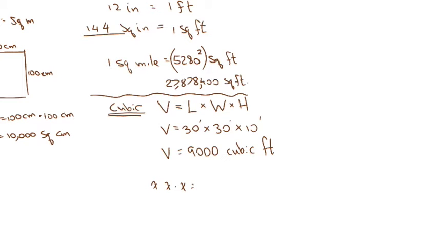X, X to the third power. Oh, so it's because it's 3. So if you do feet by feet by feet, that's feet cubed, but that's read cubic feet. Does that make sense?